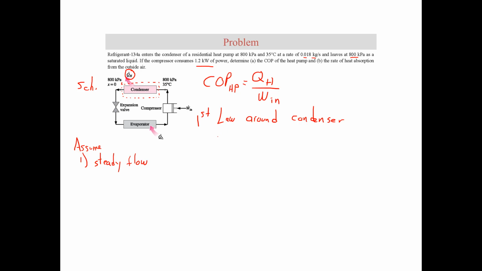So the energy in, if I assume negligible kinetic and potential energy, will be the mass flow rate of the refrigerant times the enthalpy in at state 1. That's the only energy into the condenser. What's leaving the condenser is energy by heat and, again, energy by mass. If I call this 1, entering, and 2, leaving, I get that QH is equal to mass flow rate times the enthalpy at state 1 minus the enthalpy at state 2.